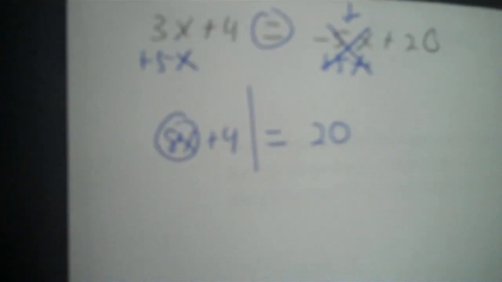Now we have x on one side. So we have times 8 plus 4, so we need a minus 4, and then divide by 8. 20 minus 4 is 16, then we divide each side of the equation by 8. 16 divided by 8 is 2.